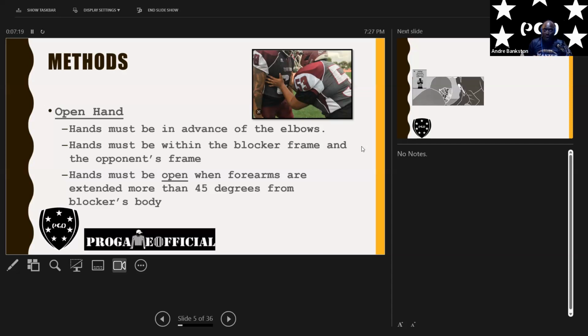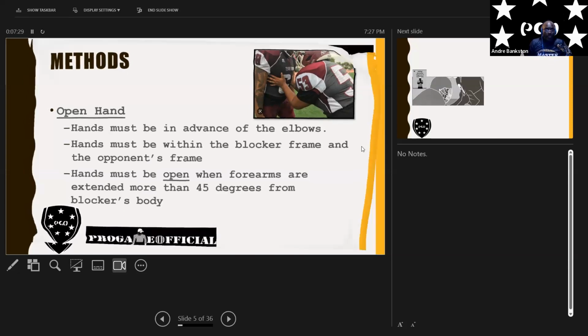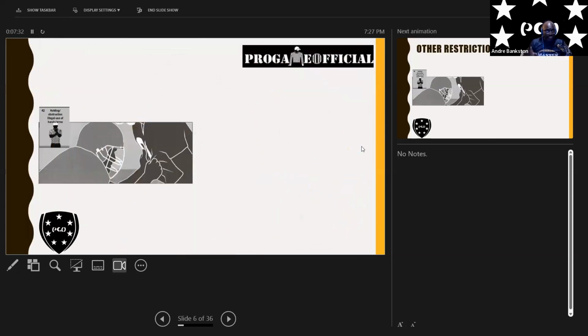Now, we have a lot of coaches that like to teach a certain technique to their linemen. And that technique looks similar to this. They tell their linemen that it's legal to grab the inside breastplate of a defender, and that's legal. Okay?